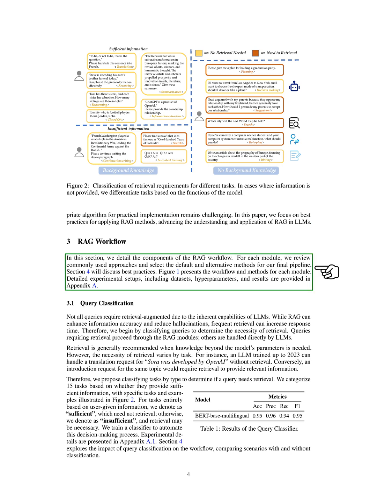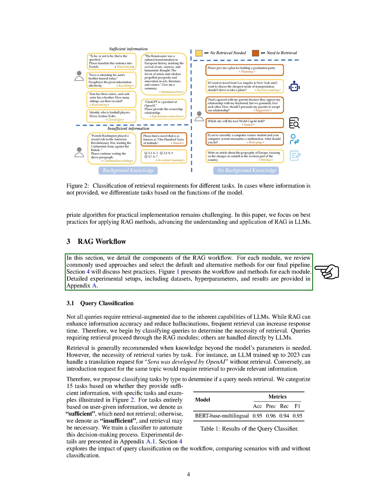Next, we will delve into the components of the RAG workflow, discussing commonly used approaches for each module and selecting default and alternative methods for our final pipeline. We will also touch on best practices in this section. The workflow and methods for each module are illustrated in a figure. Detailed experimental setups, including datasets, hyperparameters, and results, can be found in the appendix.